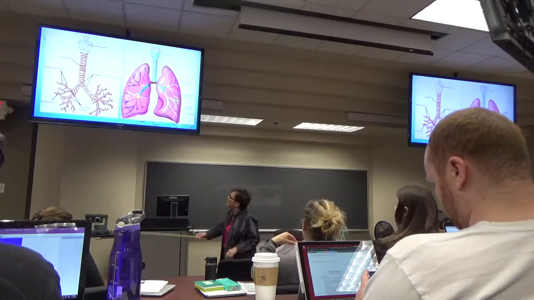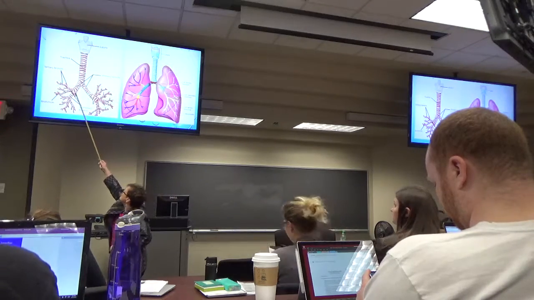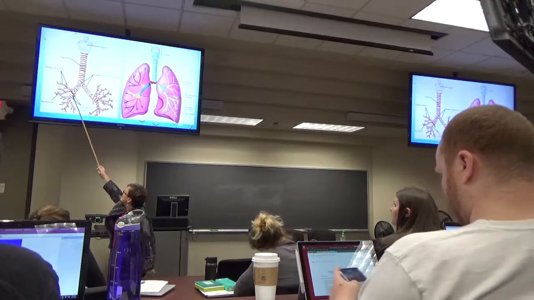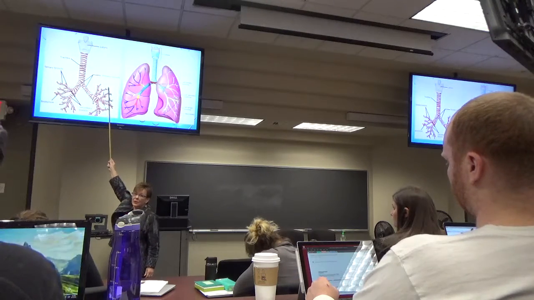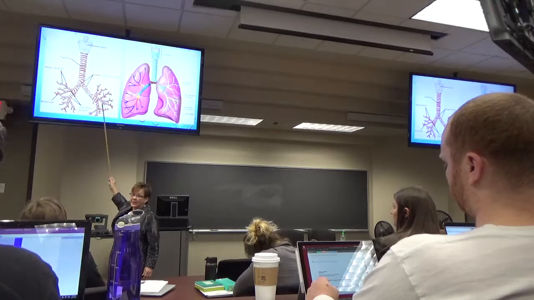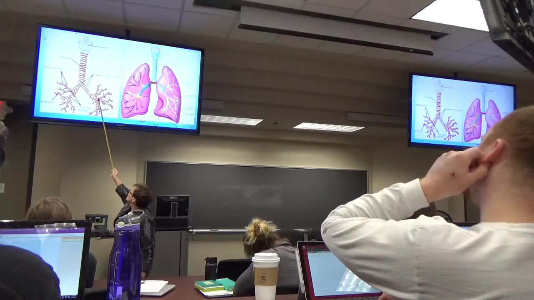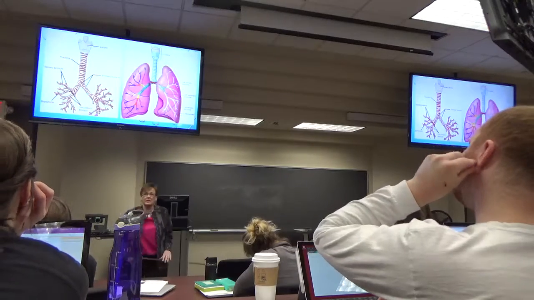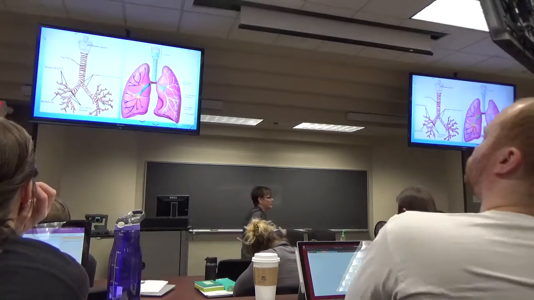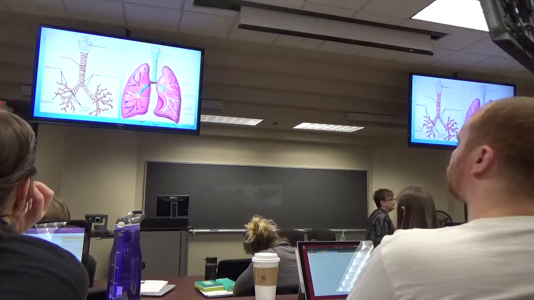Okay, so trachea, then the bronchi, the big ones. You remember this from anatomy, surely: primary, then you've got secondary, and then the tertiary, and then you go off into the bronchioles, and those, the terminal ones, would be the bronchioles, right? Okay.